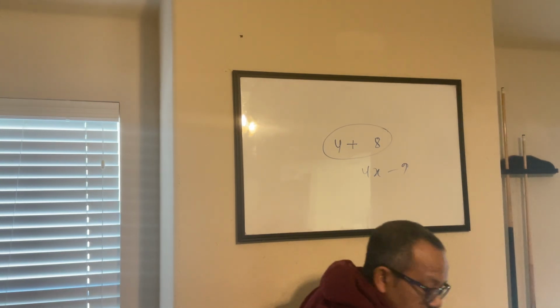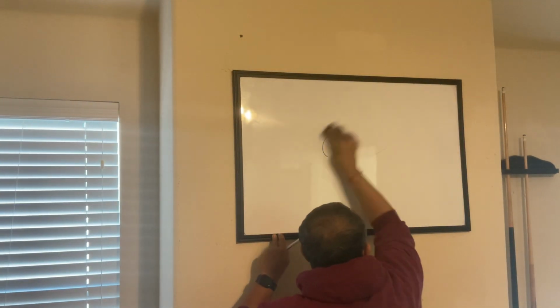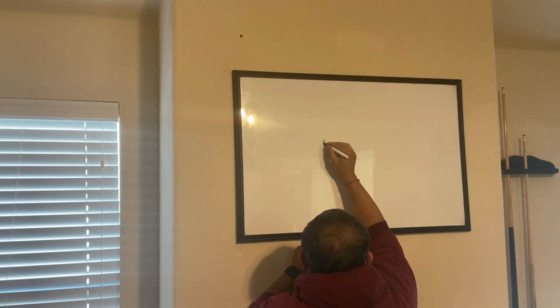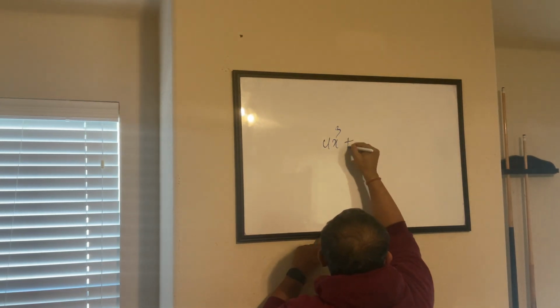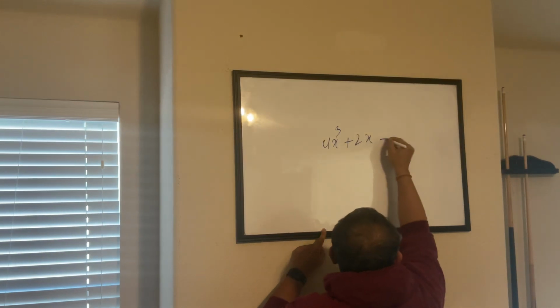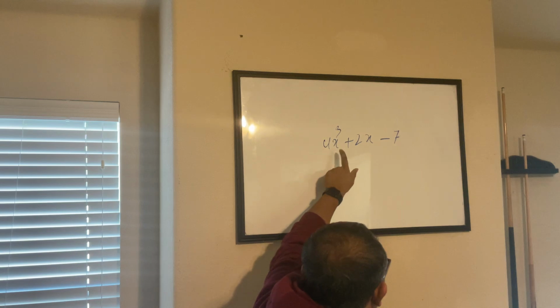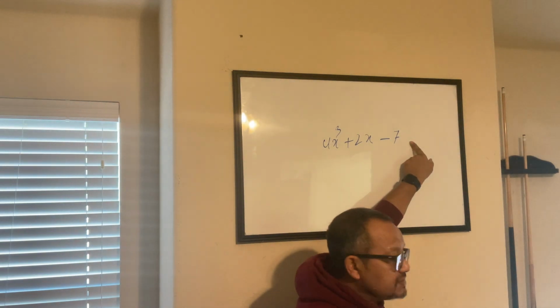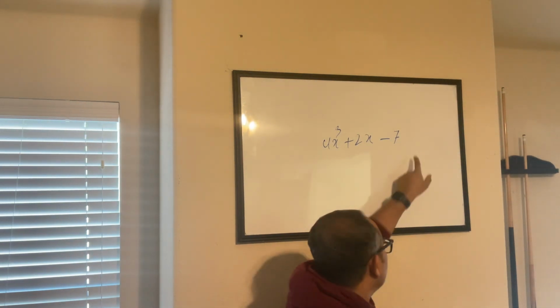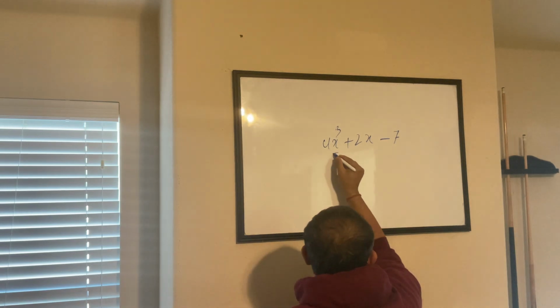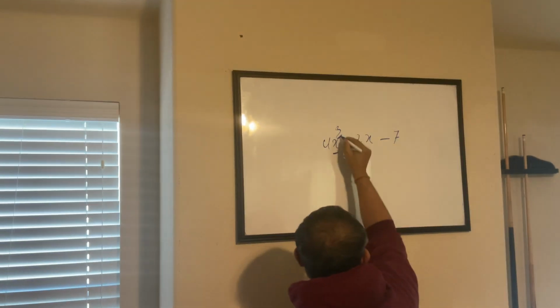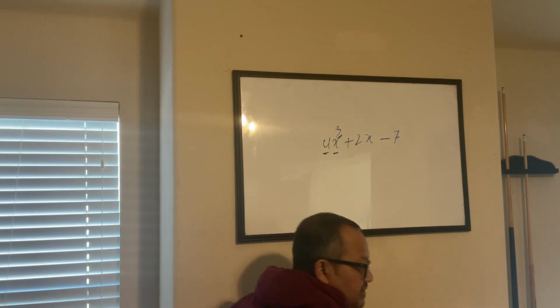And it's always understood or assumed that if you have a polynomial, let's look at 4x^3 plus 2x minus 7, every term has 3 parts to it. One is a variable, second one is the degree, and third one is the coefficient.